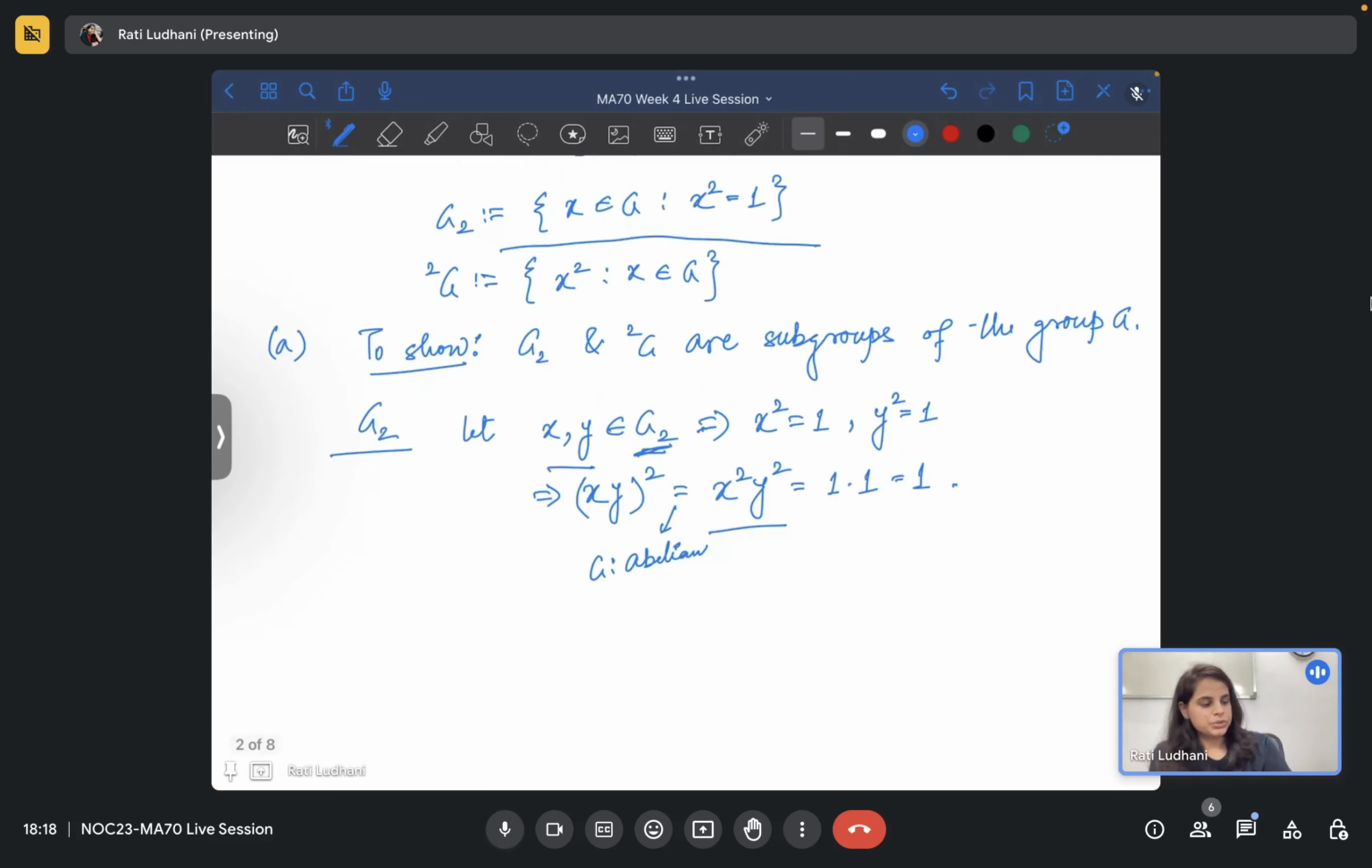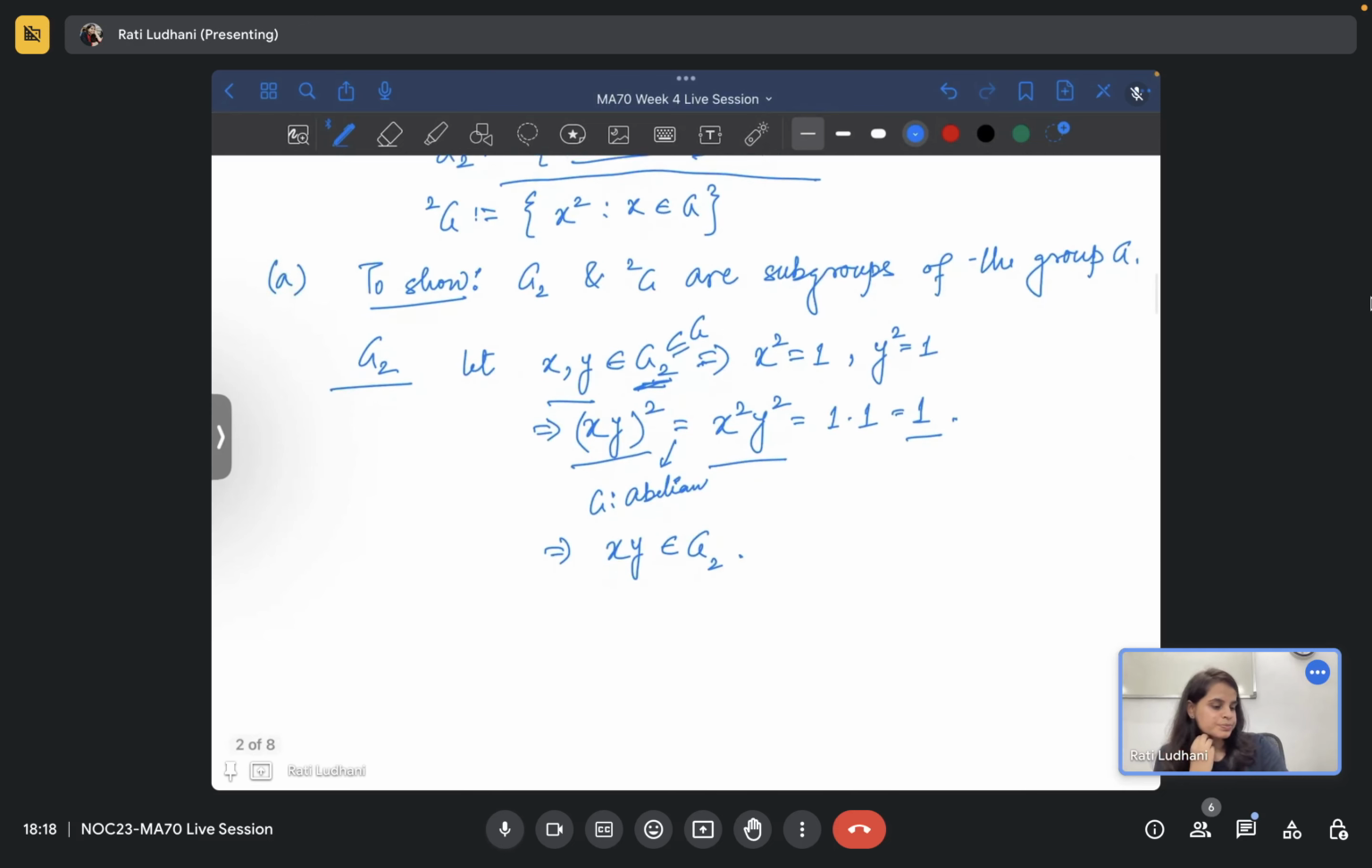Very good. So this implies, since the square turns out to be 1, that xy belongs to G, of course, because G2 is a subset of G. This implies the product xy will belong to G because G is a group. So xy belongs to G, and xy square is equal to 1, so this means xy belongs to G2.